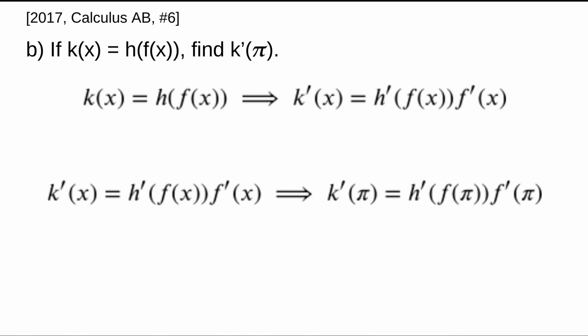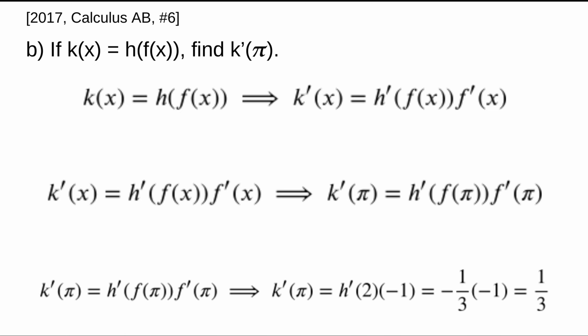Okay, so if I want k prime of pi, I need h prime of f of pi times f prime of pi. Well, I did just find f prime of pi in the previous question, but I still need to evaluate f of pi and then calculate a derivative of h at that point. K prime of pi would be h prime of 2 times negative 1. H prime of 2, if you check the graph of h of x, is negative 1/3. Negative 1/3 times negative 1 is positive 1/3.